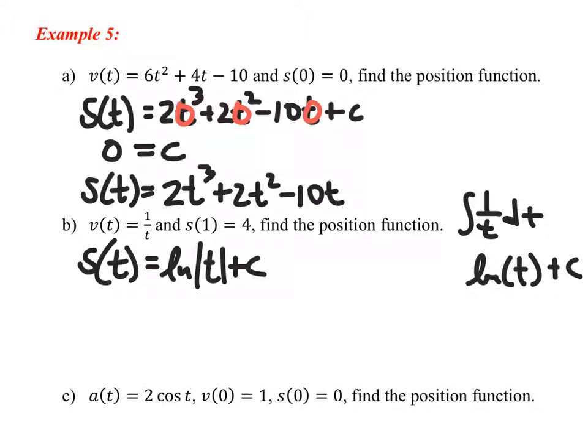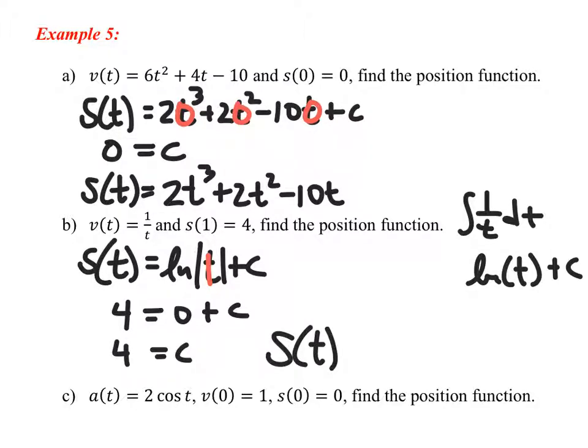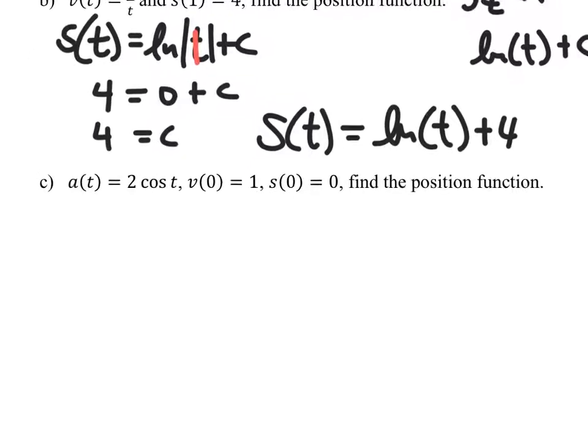So if S of 1 equals 4, if I plug a 1 in here, the natural log of 1 is 0. Therefore, 4 equals 0 plus c, so c equals 4. So S of t, that's big S of t, would equal the natural log of t plus 4.